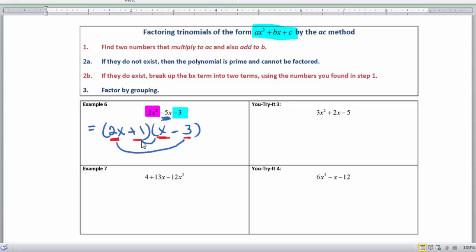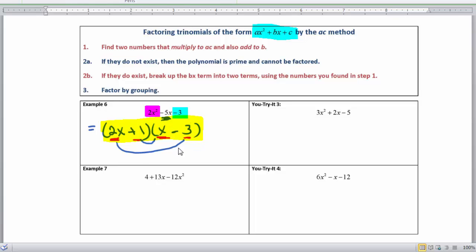So I'd have negative 6x and positive 1x, which would give me the negative 5x, which I want, right? So what I just wrote there, that's my factored form: 2x plus 1 times x minus 3, right?